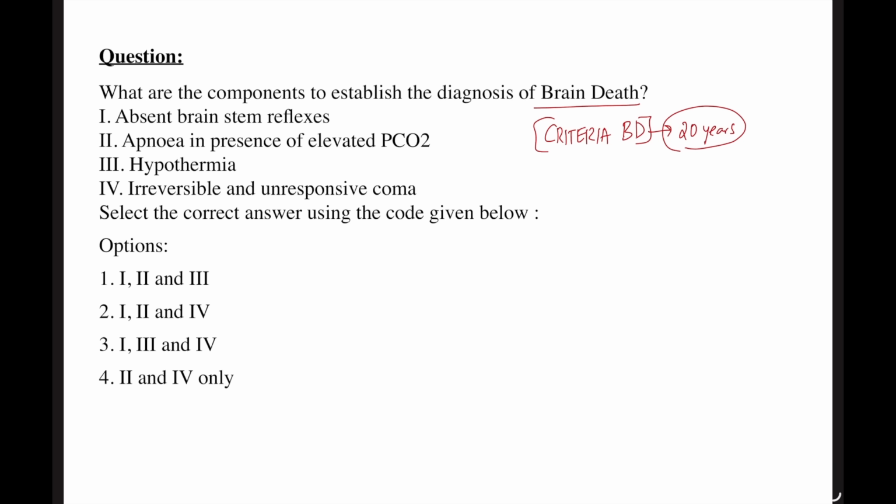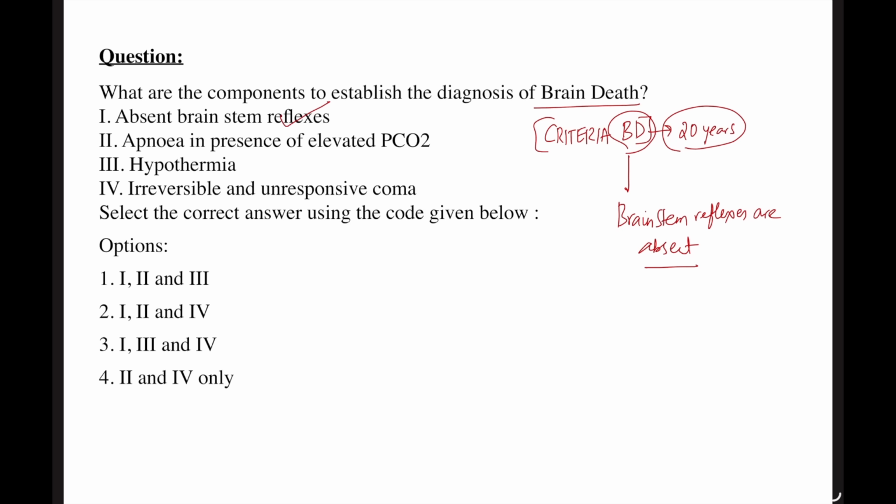So, in that, what is important is brain death. You will see brainstem reflexes are absent. This is the concept. That means absent brainstem reflexes is one thing. Okay, brainstem reflexes are absent. Not spinal reflexes. Spinal reflexes can be present in this, but brainstem reflexes are absent.